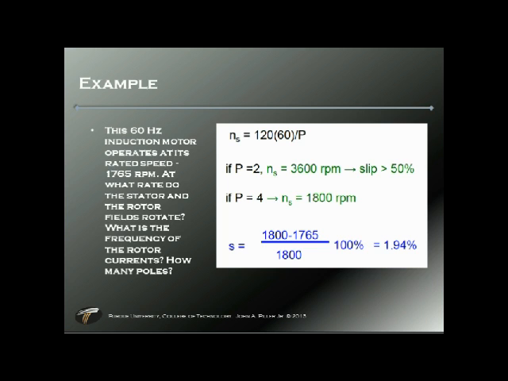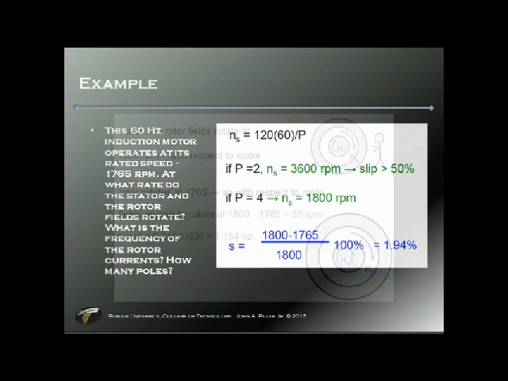If we divide by 4 for the number of poles, we end up with 1800 RPM. 1800 RPM minus 1765 RPM, the rotor speed, the rated speed of the machine, divided by 1800 RPM, and you end up with 1.94% slip. This now makes sense. So we now have two answers here, right? The stator speed is 1800 RPM, and the slip is 1.94%.